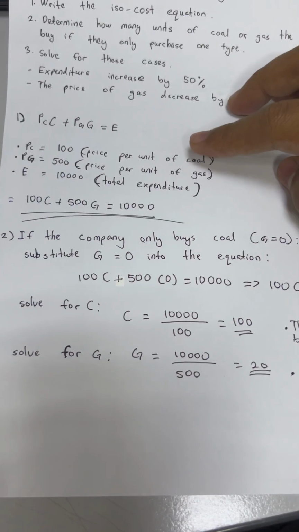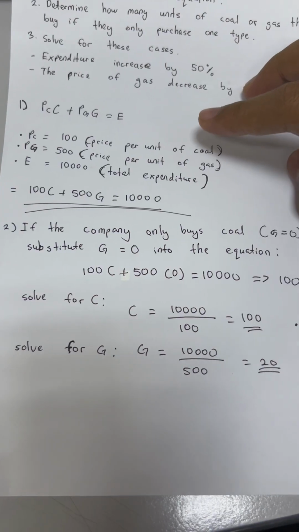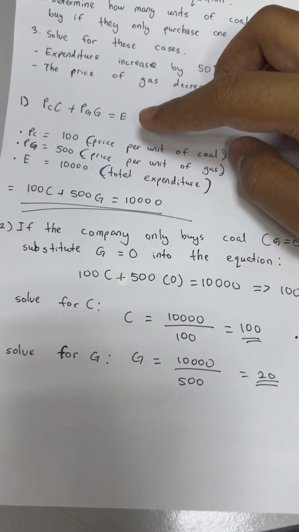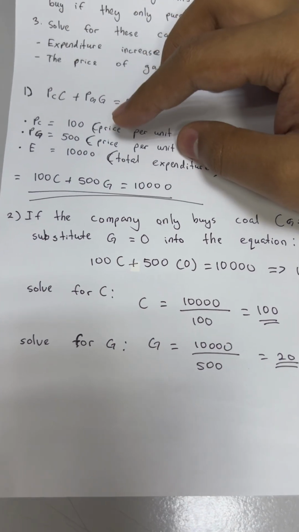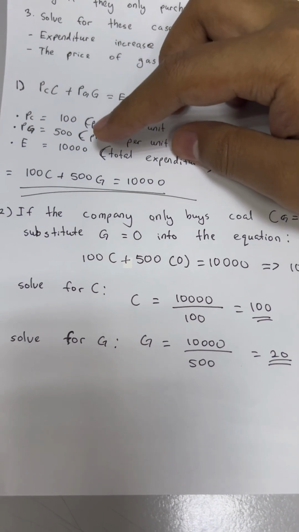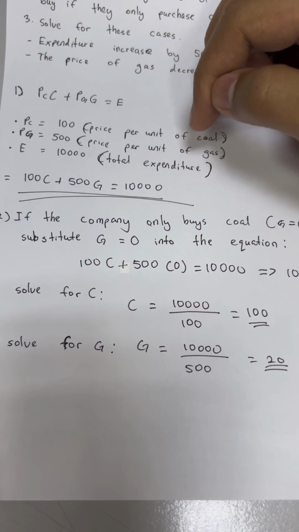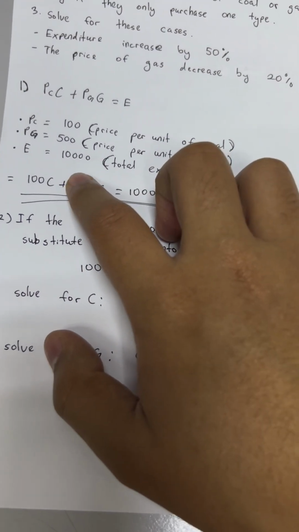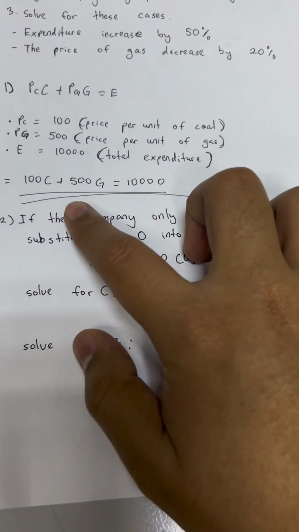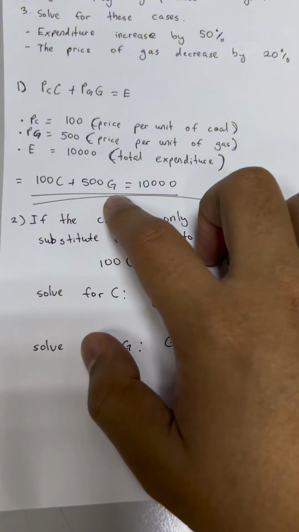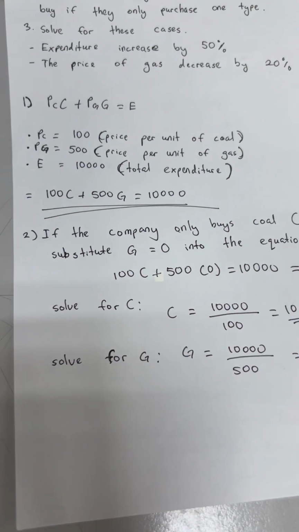For the first one, write the isocost equation, which is PC times C plus PG times G equals E. PC equals 100, which is the price per unit of coal, and PG equals 500, which is the price per unit of gas, and E is our total expenditure, which is 10,000 ringgit. So the isocost equation is 100C plus 500G equals 10,000.